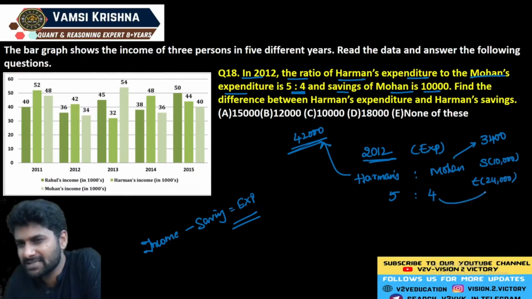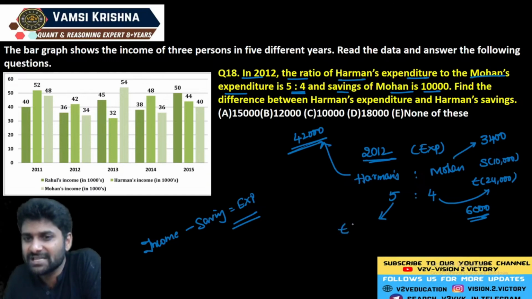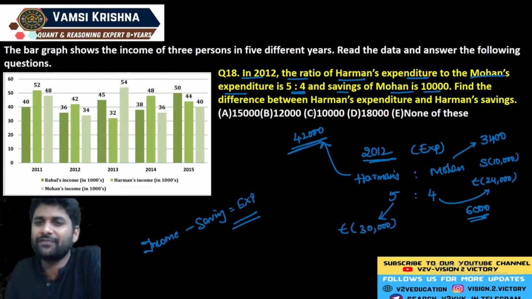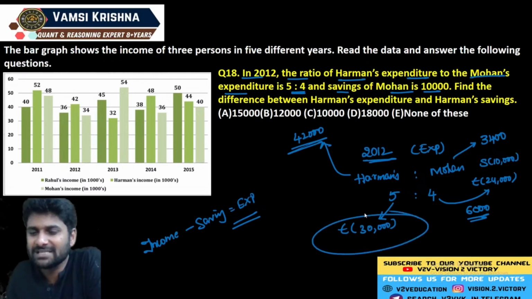Now you know the comparison here. So 4 units become 24,000. Each unit is multiplied by 6,000. Now here Harman's expenditure is exactly equal to 30,000. Okay, we'll get the data. Find the difference between Harman's expenditure and Harman's savings. Harman's expenditure is 30,000.